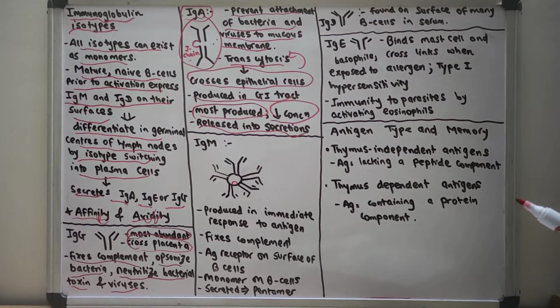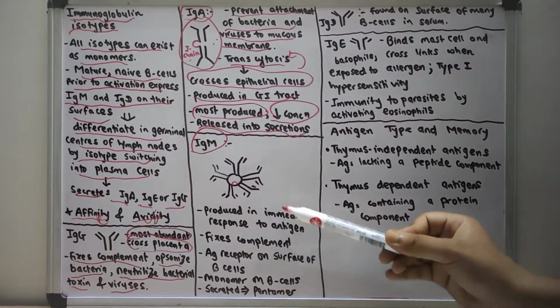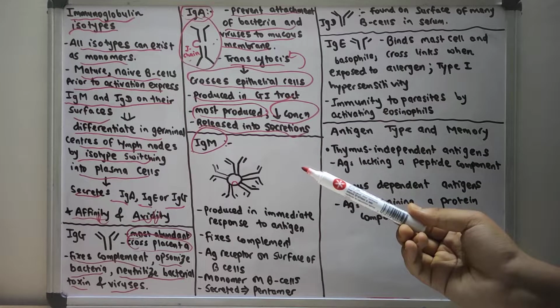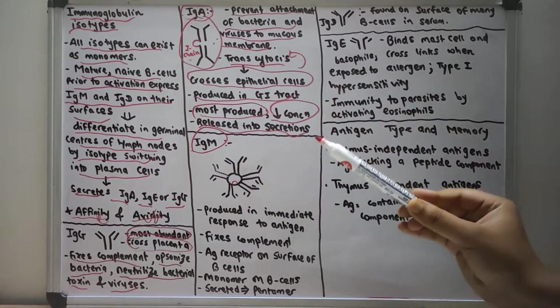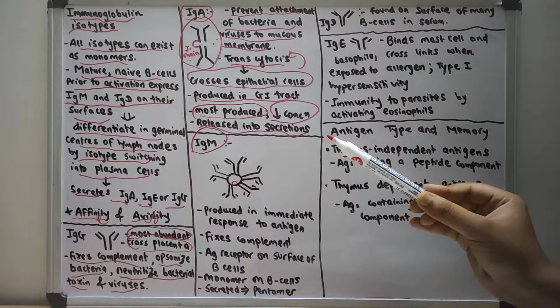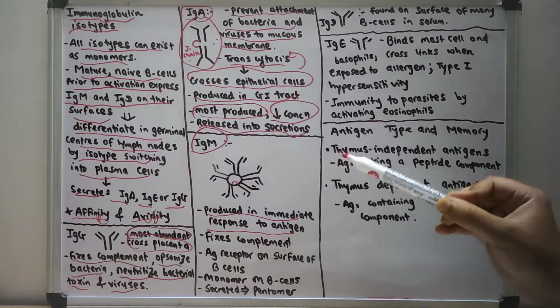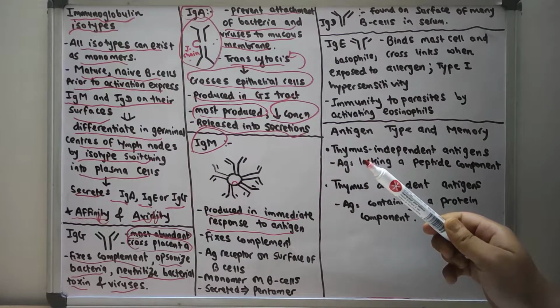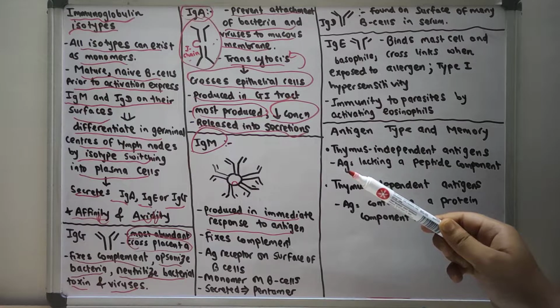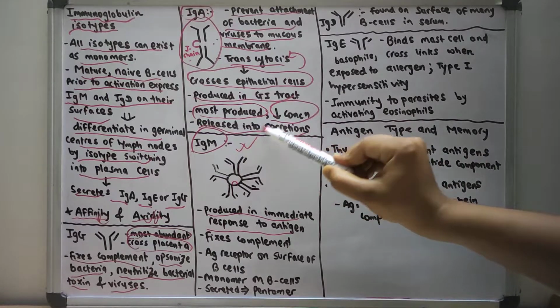Now let us talk about immunoglobulin M. Immunoglobulin M is sometimes called the millionaire molecule, because there are 5 immunoglobulins present in immunoglobulin M. First of all, you have to know that immunoglobulin M is produced in the immediate response to an antigen. So if we encounter some antigen which is foreign to us, the immediate response in our body is done by immunoglobulin M.